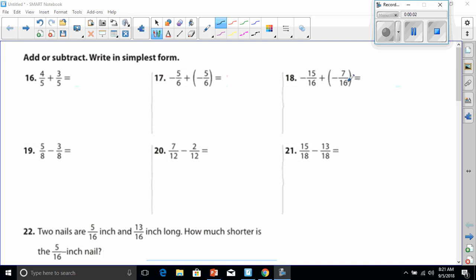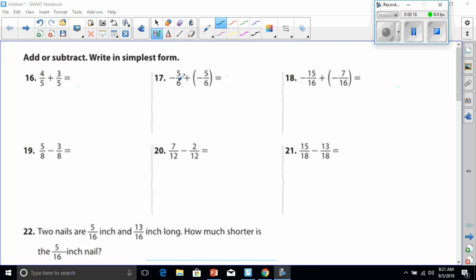Right, good evening, everybody. Today I'm going to be doing combining like fractions. So let's start with number 17. I'm going to be doing the odds today. We've got negative 5 over 6 plus negative 5 over 6.